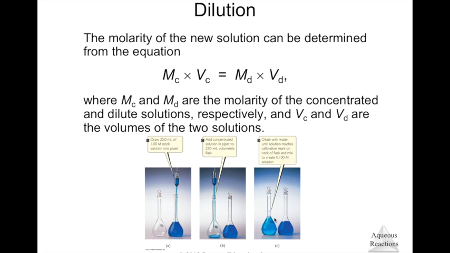You can figure out the new molarity of the solution using this handy equation. The M and V are for the concentrated and the dilute solutions: the molarity of the first one and the volume of the first one, and the molarity of the second and the volume of the second. Sometimes you hear people say C1V1 = C2V2, C for concentration, whatever. It's all just a proportion. You can use that to figure out what your new molarity is.